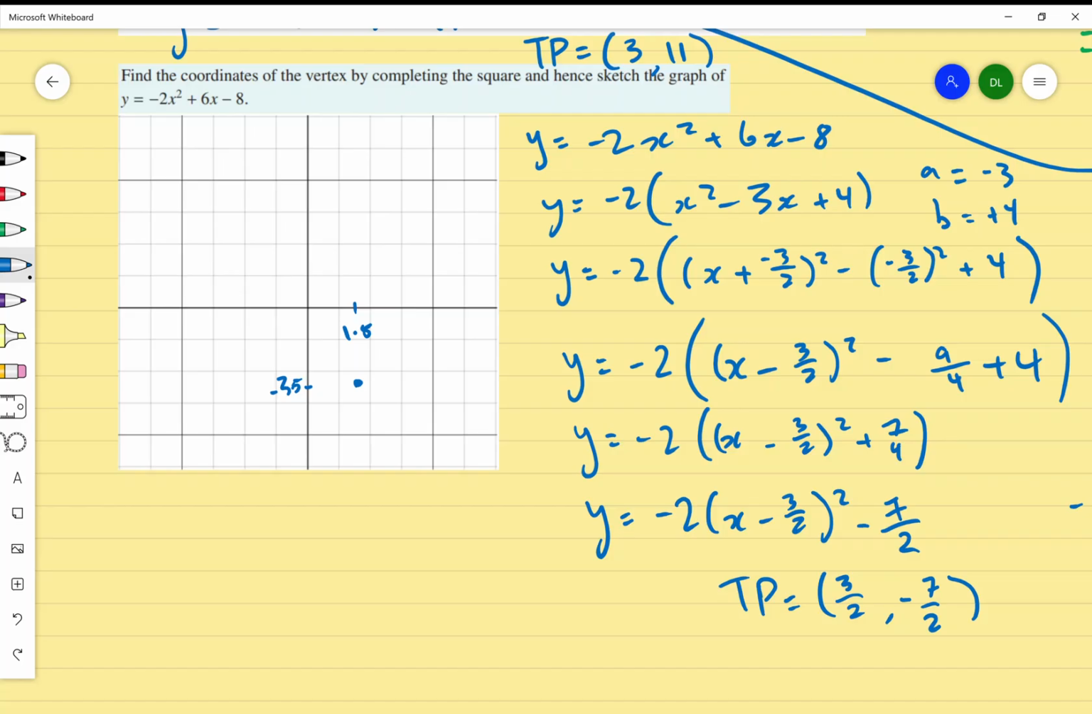Positive or negative graph? Is it positive? Are you sure? You happy with that? Why not? There is a negative up the front. y equals negative 2x squared. So it's a negative graph, and therefore it's a sad face, and it goes down.